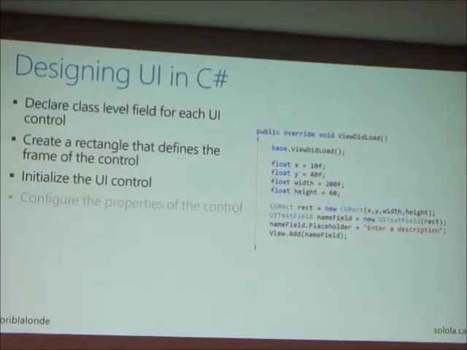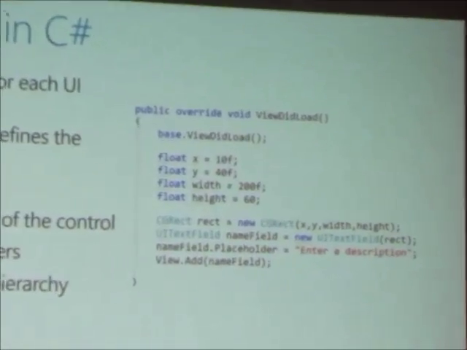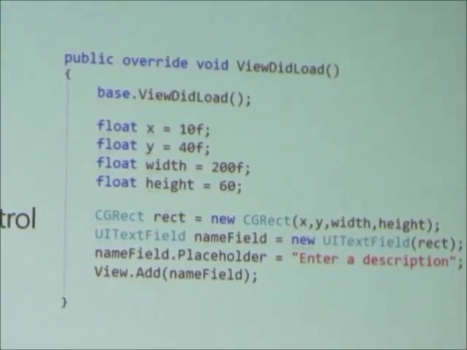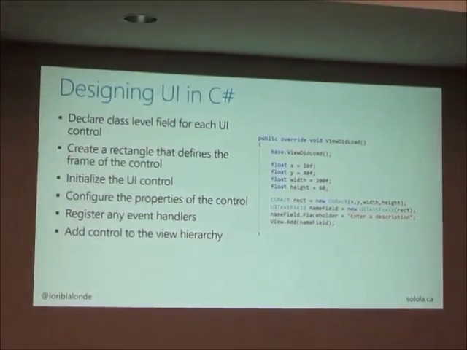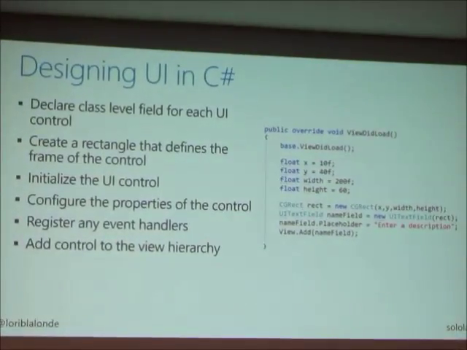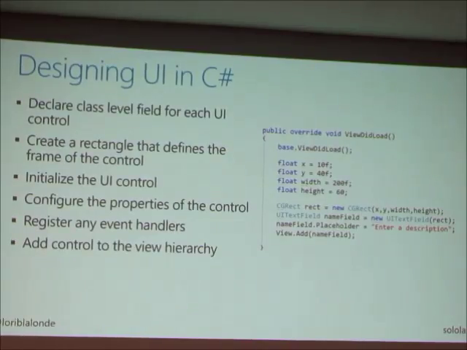So then, C#, and I have to get rid of all these transitions. Essentially, you could declare a class level field for each UI control if you wanted to work with it throughout the code behind. To programmatically add a view, you have to define the area that it's going to occupy. So you create this CGRect object, passing in the XY coordinates and then the width and height. Then when you initialize an instance of your control, you pass that rect object in, set your properties, and then add it to the view.